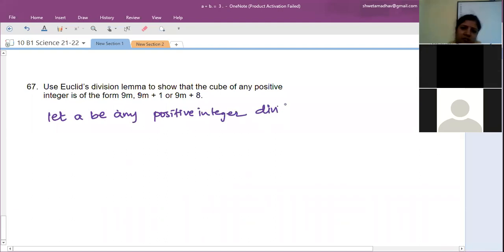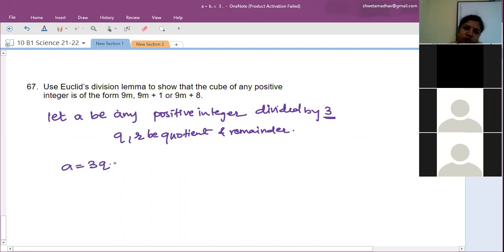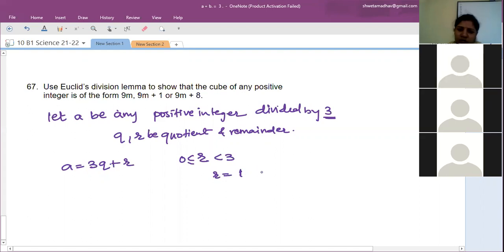divided by 3. And q and r are the proper symbols, that is quotient and remainder. We'll have to write 9 cases. No, divided by 3 means 3 cases. So a is equal to 3q plus r, where r is greater than or equal to 0 but less than 3. So possible values of r will be 0, 1, 2.